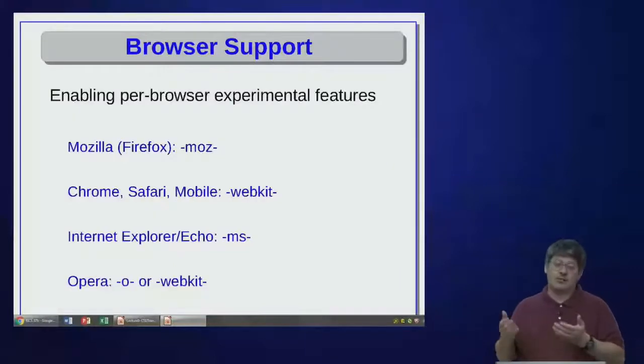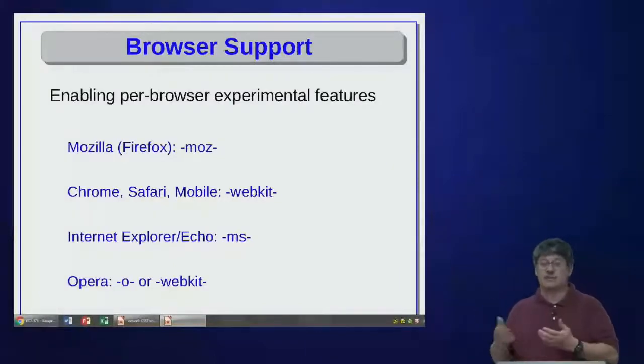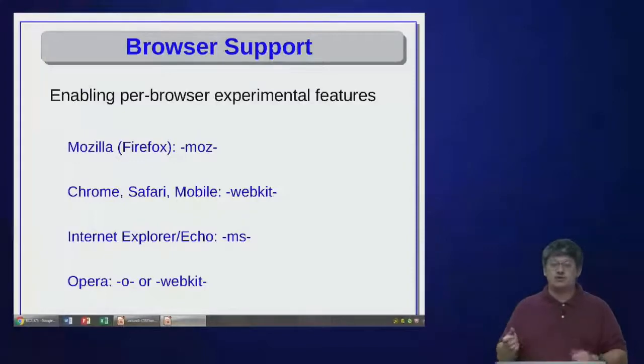Internet Explorer and now Microsoft Edge use the -ms prefix for Microsoft. Opera used to use the -o prefix because it had its own rendering engine, but now Opera is based on WebKit like Safari and Chrome and pretty much everything else worth using, except for Firefox, and so you can use the -webkit prefix for new versions of Opera.